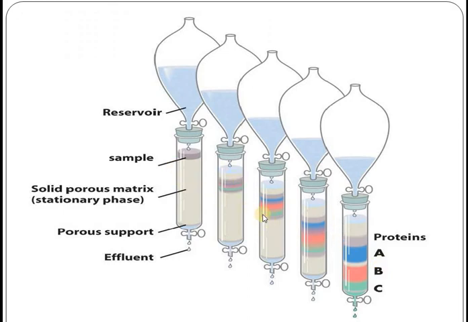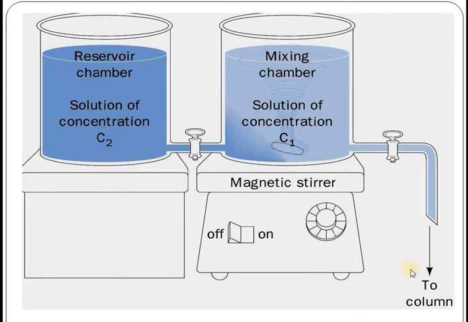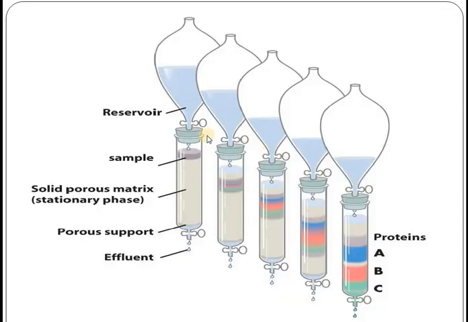These are columns. These are reservoirs. Reservoirs 1, 2, 3, 4, 5. This is the sample we use from the reservoir, to mixing. After mixing it goes to the column, and the sample is in these reservoirs. This is the sample. This is the reservoir.